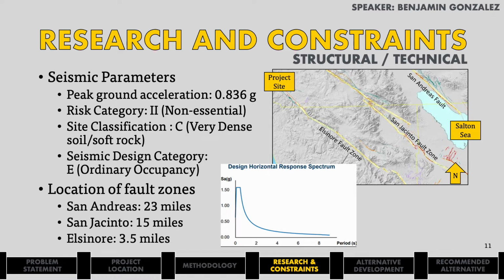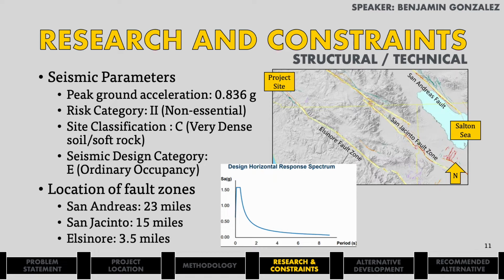Lastly, the site has a seismic design category E due to its proximity to the fault zones, specifically the San Andreas, San Jacinto, and Elsinore fault zones, meaning this site could be subjected to severe ground shaking in the case of a major earthquake. The structures and their foundations must be checked to see if they can withstand seismic forces.